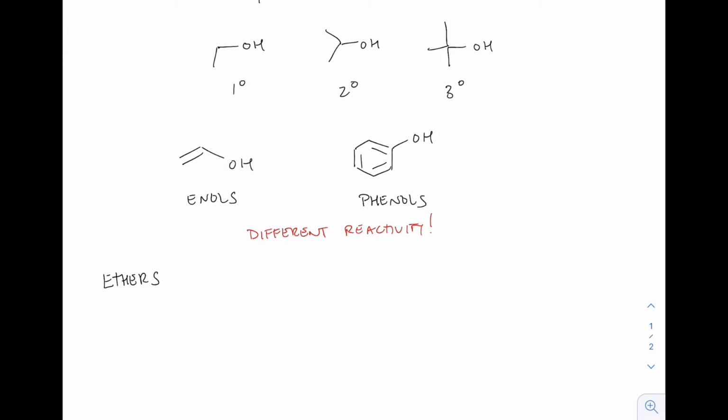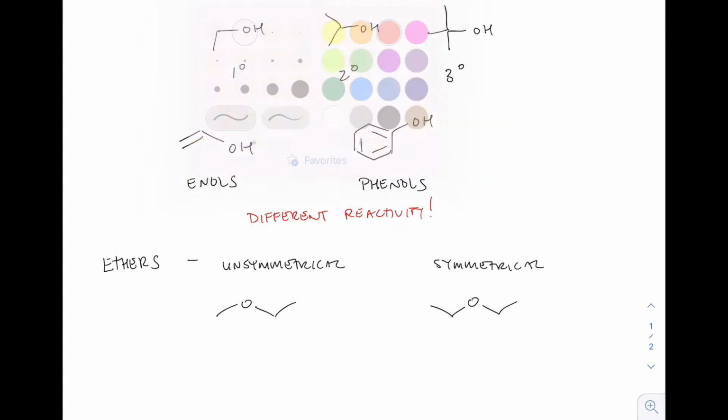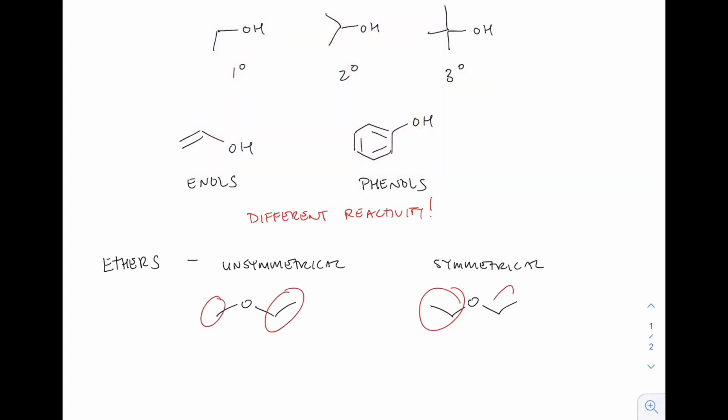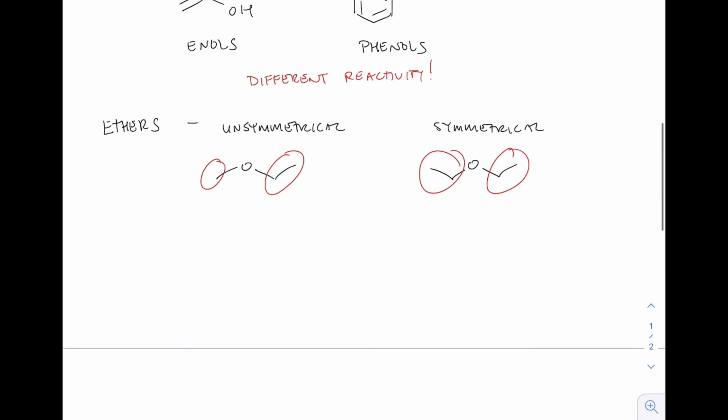All right, so ethers are, as you saw above, an oxygen with an R group on either side of it. So you can have unsymmetrical ethers and you can have symmetrical ethers. An unsymmetrical ether, for example, is like this one. And then obviously the symmetrical is going to have the same group on both sides, as opposed to different groups, like the methyl and the ethyl for the unsymmetrical.